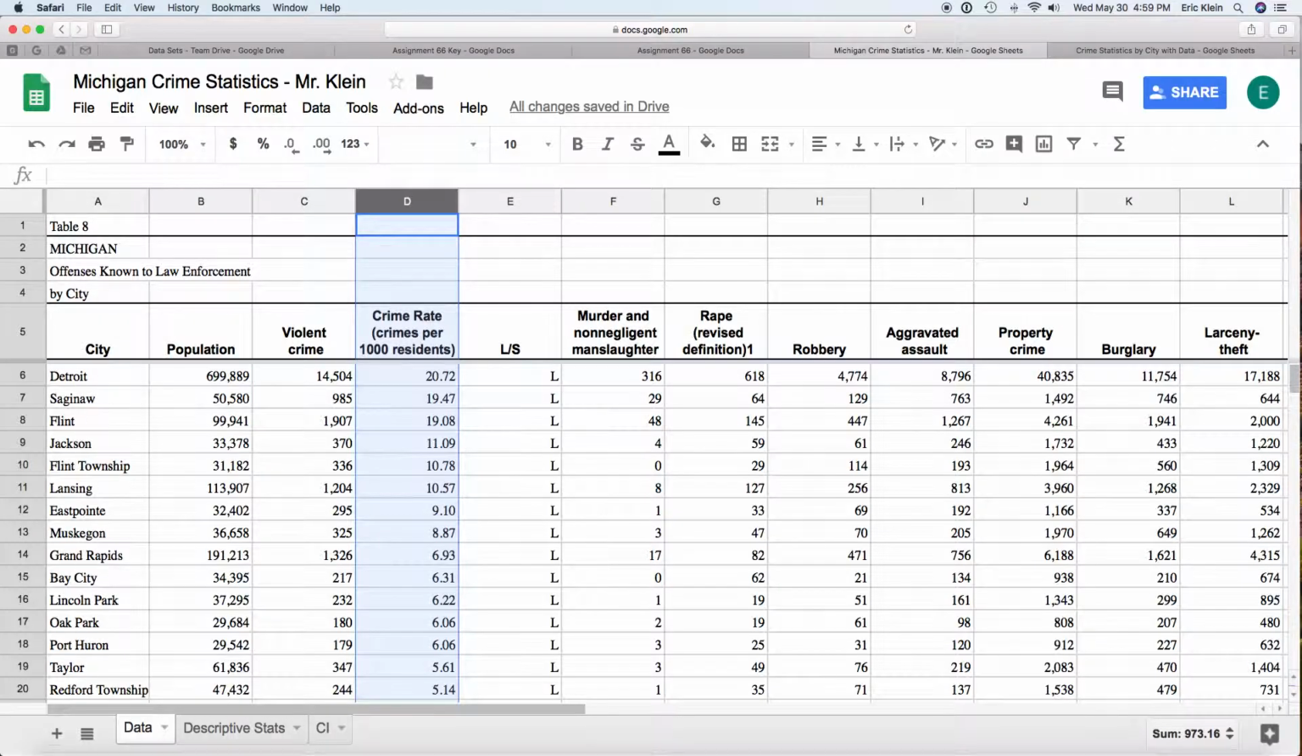Now you've noticed that all the data that we're working with here is from the state of Michigan. We're going to assume that the state of Michigan is like a sample that can reflect the United States in general. And so what we're looking for is a confidence interval for the average crime rate. In order to do that, we're going to use column D here.